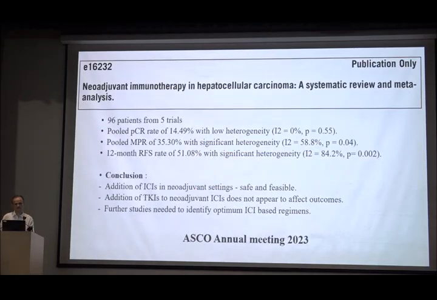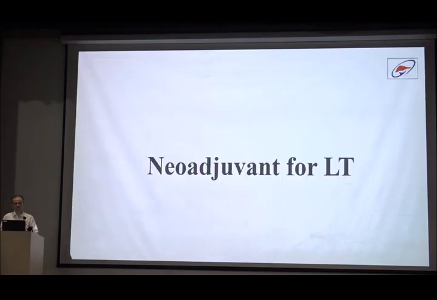This is a recent meta-analysis published, 96 patients from 5 trials, and the pooled pathological complete response was close to 15%. Pathological response was close to 1/3 of these patients, and the recurrence-free survival are close to 50%. Now, what about the neoadjuvant therapy with regard to the liver transplantation? Because liver transplantation offers the cure of these patients with regard to the SCC as well as the underlying liver disease, underlying cirrhosis as well, and this holds great promise, and this is a burning issue right now to increase the clinical utility of the ICIs even in the neoadjuvant scenario for liver transplantation.